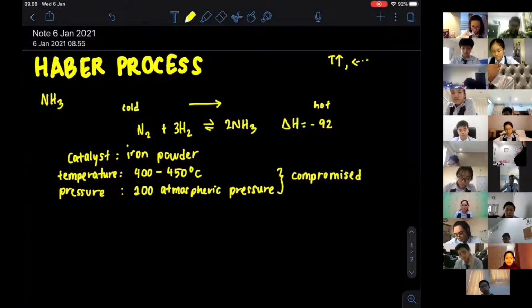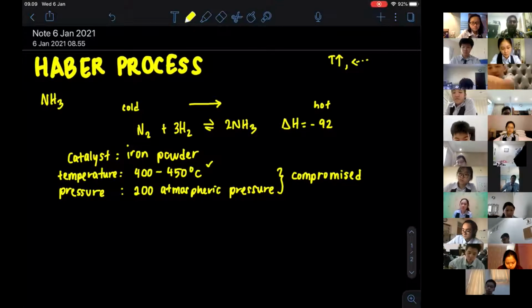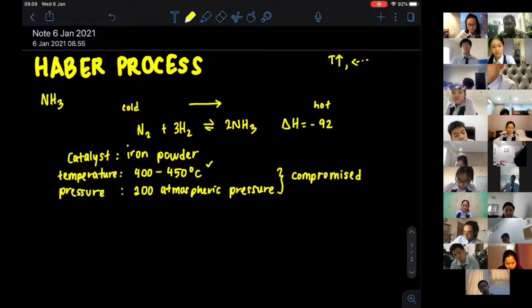Generally, whenever human beings see anything more than 100 degrees Celsius, we think that is already too high. But actually 400 to 450 degrees Celsius is not very high by industrial standards. So in this case, it is a compromised temperature. Why? Because if you use a lower temperature, the forward reaction, the exothermic reaction, is going to be favored.